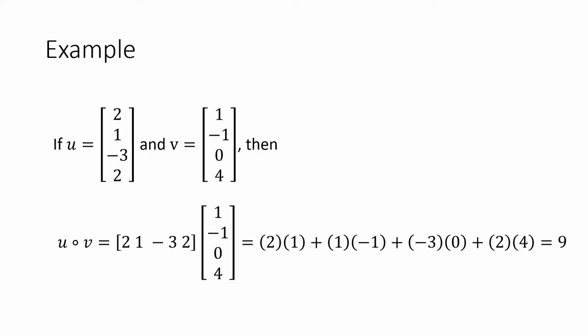So in reality, what is this? If u is this 4 by 1 vector and v is this 4 by 1 vector, take the transpose of u, multiply it by v, and just do term by term. You get 2 times 1 plus 1 times -1 plus -3 times 0 plus 2 times 4, which equals 9. So this dot product or inner product is a way of doing a kind of multiplication of vectors of the same size.